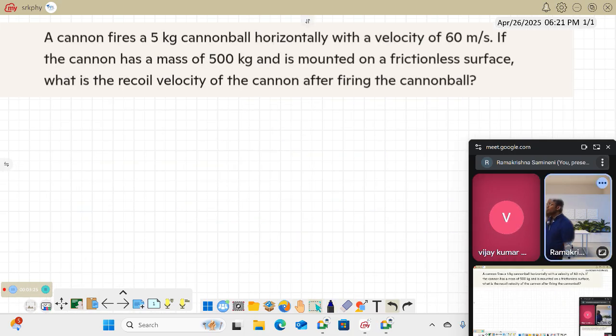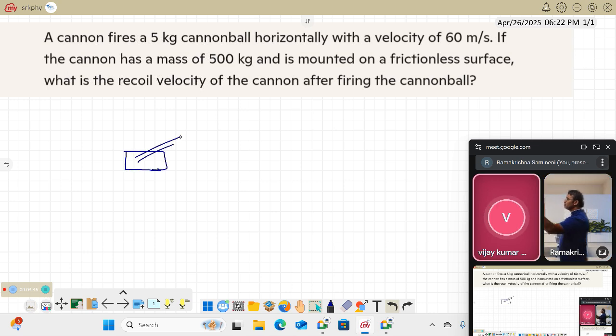A cannon fires a 5 kg cannon ball horizontally with a velocity of 60 meters per second. If the cannon has a mass of 500 kg and it is mounted on a frictionless surface, what is the recoil velocity of the cannon after firing the cannon ball? So if you see the cannon, you can draw the diagram like this. The cannon is fired in the forward direction.